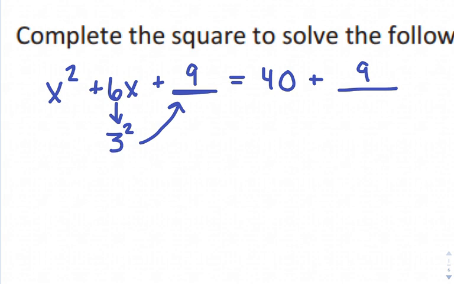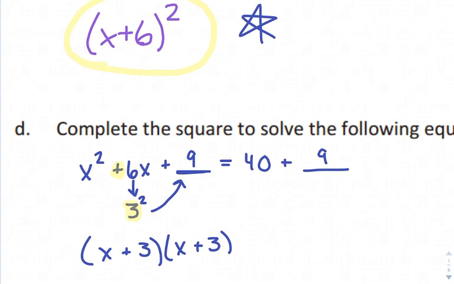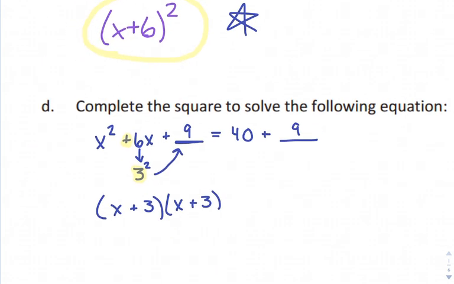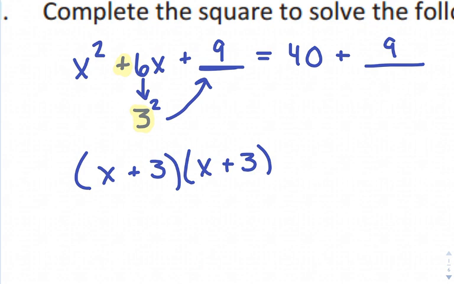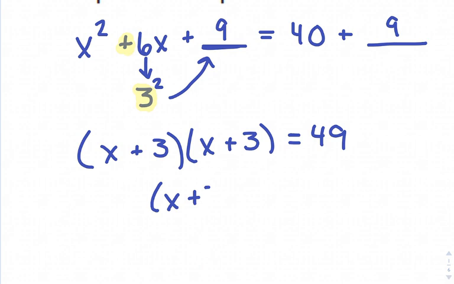Now if I wanted to factor that, it's always going to be x and then whatever this sign is. So x plus 3 and x plus 3. Completing the square gets us to this part right here. It's two numbers that are exactly the same that multiply together. That's what completing the square does. So it's x plus 3 times x plus 3. 40 plus 9 is 49. So to rewrite this left-hand side, I can just say x plus 3 squared since there's two of them.